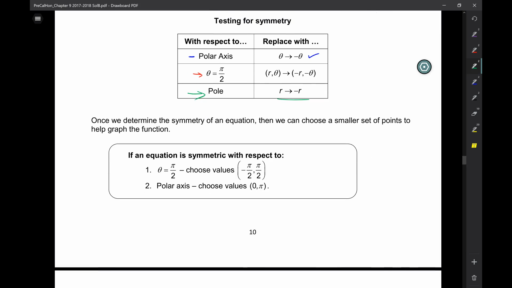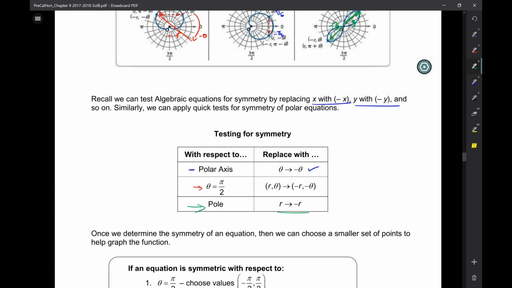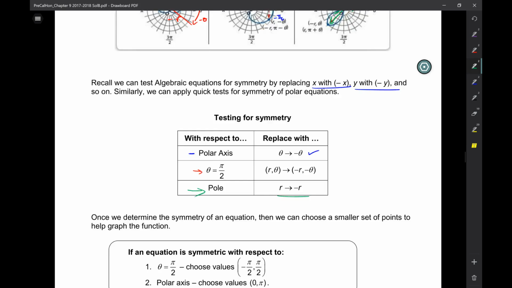All right, once you determine that something is, let's say, symmetric with respect to theta equals pi over 2, all you would have to do is graph from negative pi over 2 to pi over 2, and then copy the rest, as it says down there.